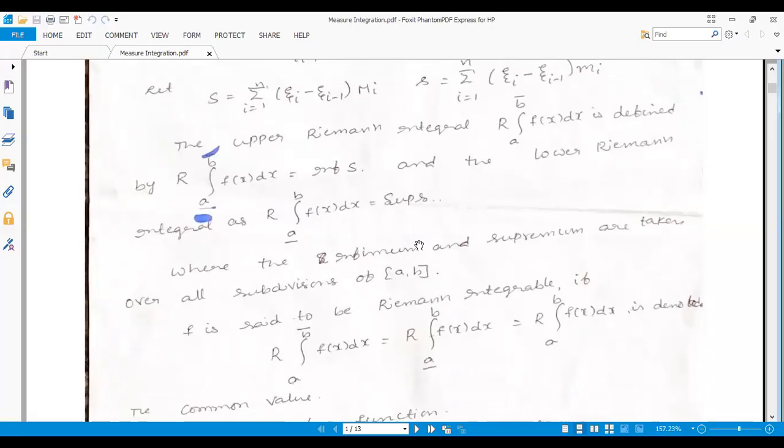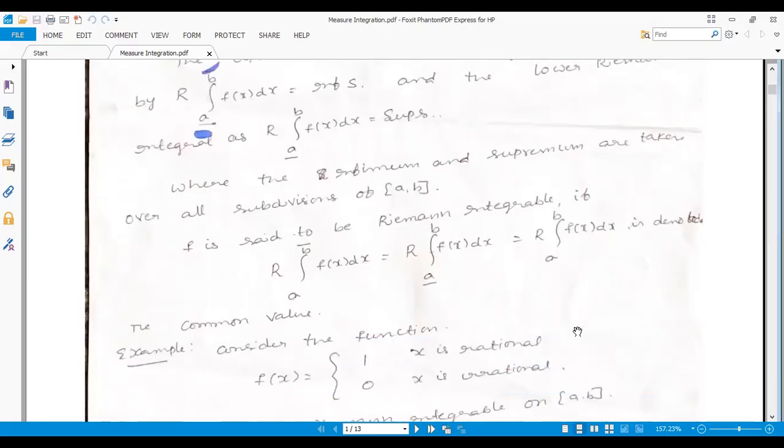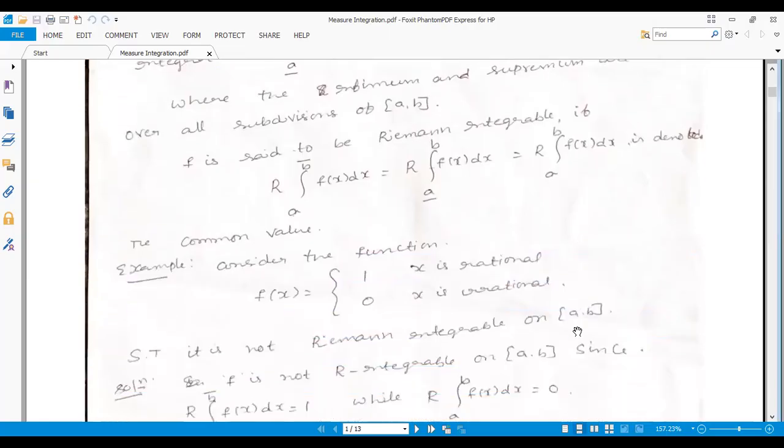Then f is Riemann integrable if the upper Riemann integral is equal to the lower Riemann integral. If these two are equal, that is, the lower and upper Riemann integrals are the same, then we write the Riemann integral from a to b of f(x) dx, denoted by the common value.